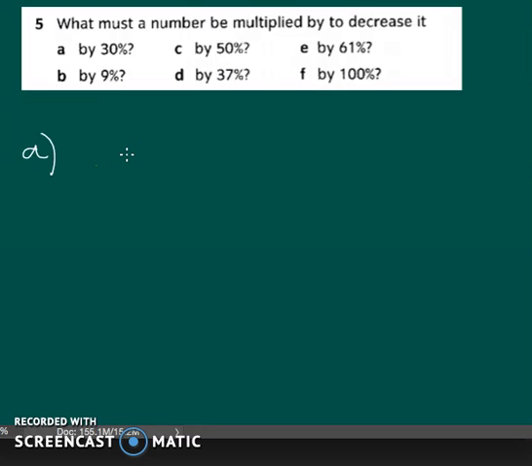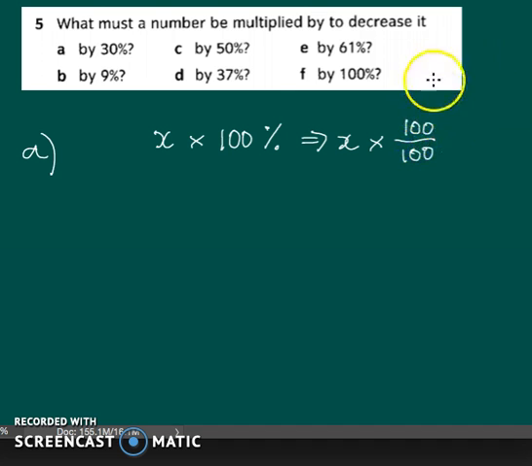So question number 5 is going to be pretty similar to question number 4, except instead of increasing numbers, we are decreasing them. So what we want to remember is that, first of all, when we multiply a number, say x, by 100%, that means that we are multiplying it by, how do we express 100% as a fraction? We give it a denominator of 100, and 100 over 100 is the same as saying 1. So we are just multiplying that number by 1. We are not changing it.